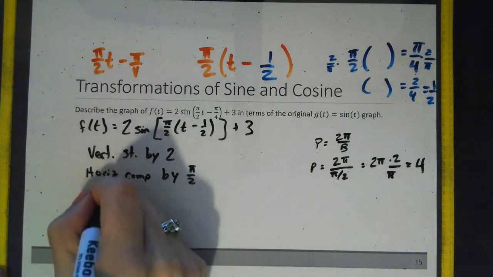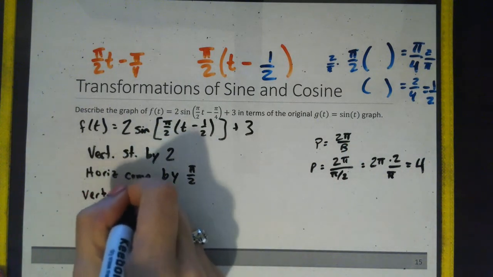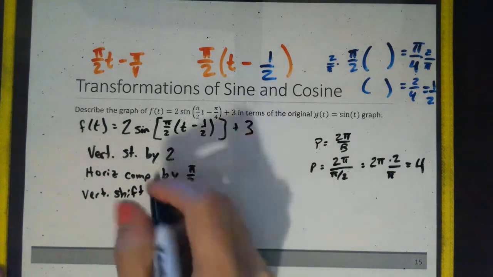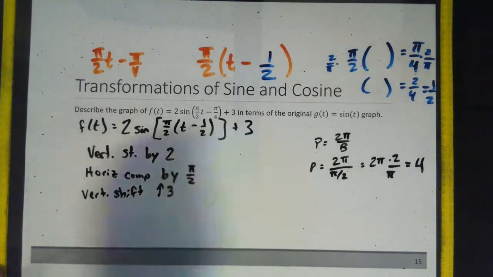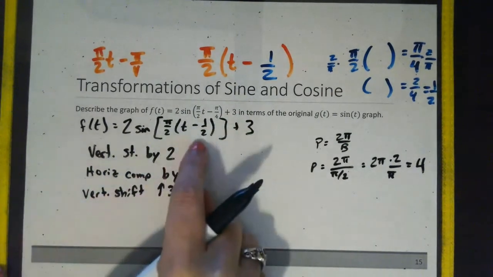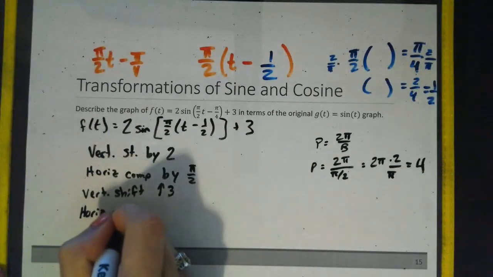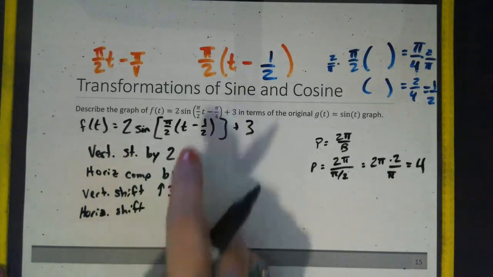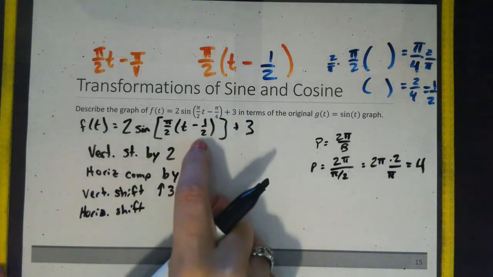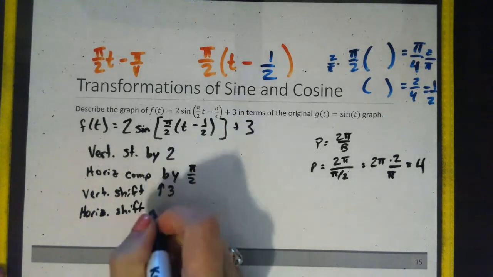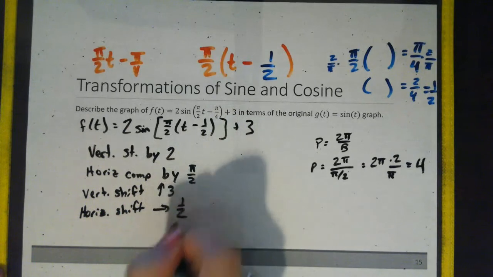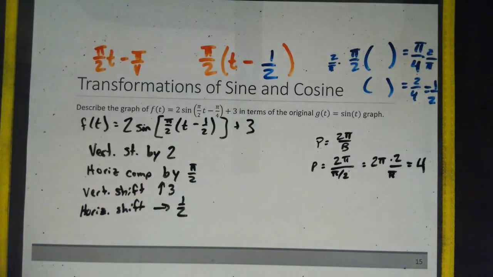We have a vertical shift because of the +3 right here. It moves it up 3. And finally, this -1/2 gives us a horizontal shift. And remember, this one's backwards of what you would think. You would think that would move it to the left. It actually moves it to the right by 1/2.